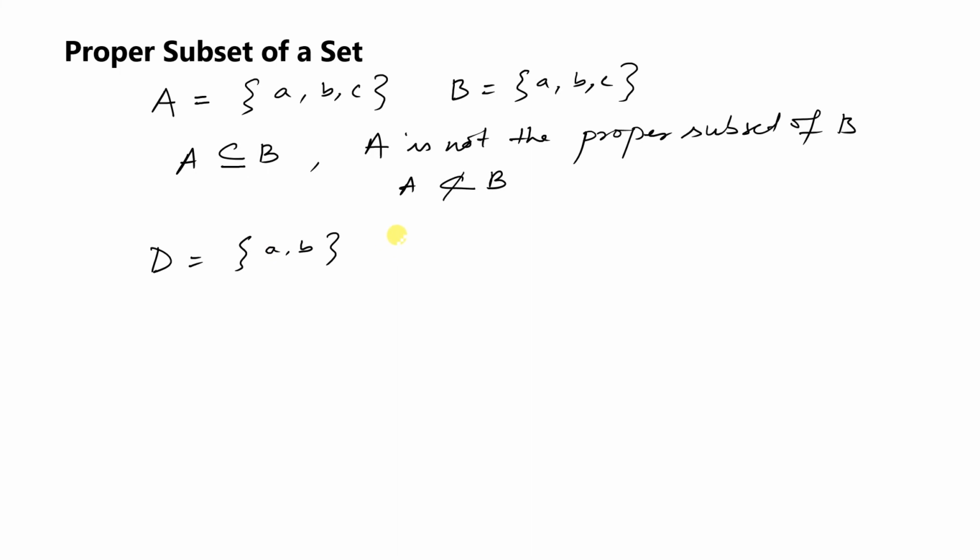Let's suppose D is equal to {A, B} and F is equal to {A, B, C, D}. Then I can say D is the proper subset of F. All the elements of D are in F, as well as F has some extra elements like C and D. If D is the proper subset of F, it means all the elements of D are present in F, and D and F cannot be equal. That is called the proper subset.